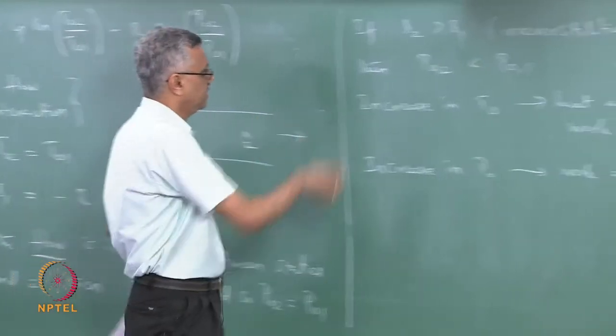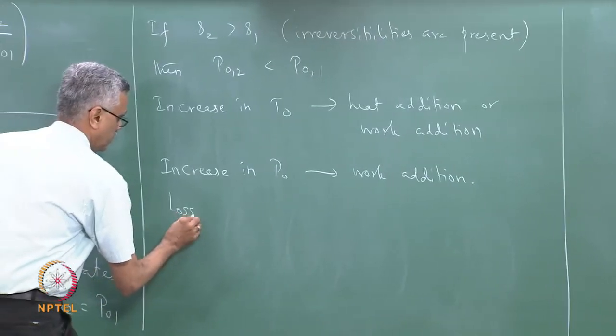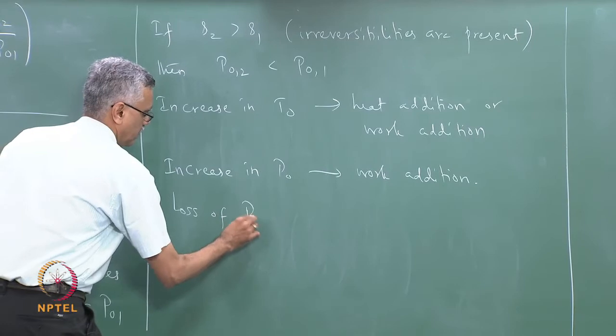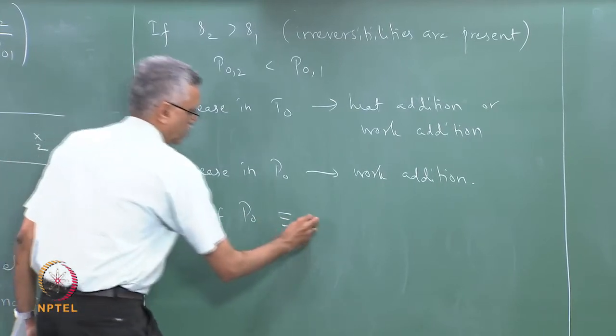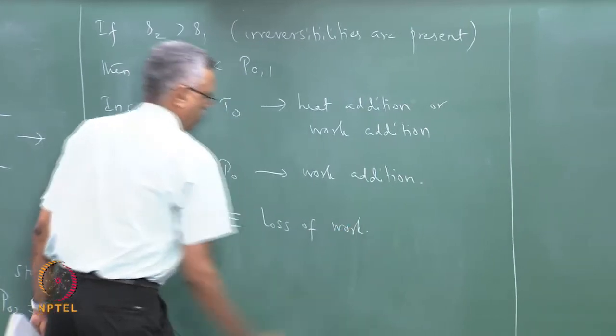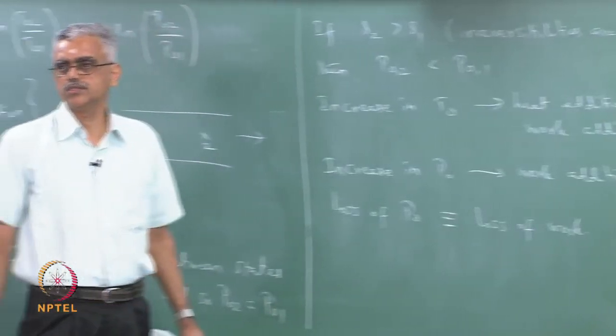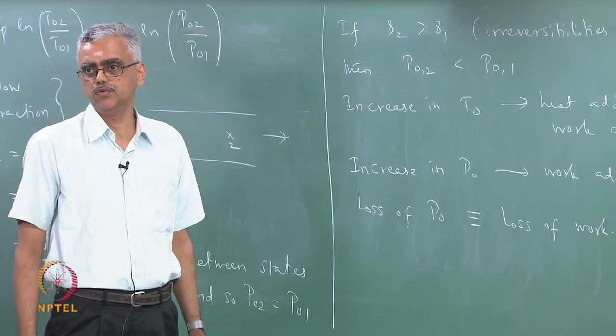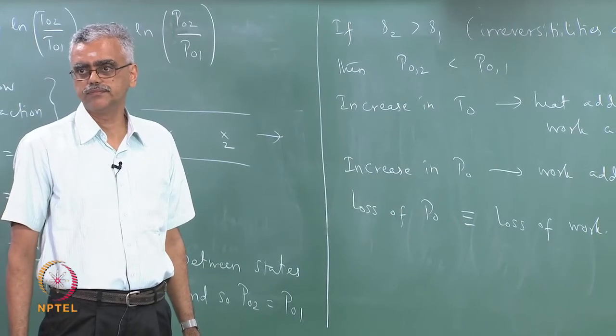So we can see that loss of stagnation pressure is equivalent to loss of work, and so must be avoided at all costs because it represents irreversibilities in the flow field which must be avoided.